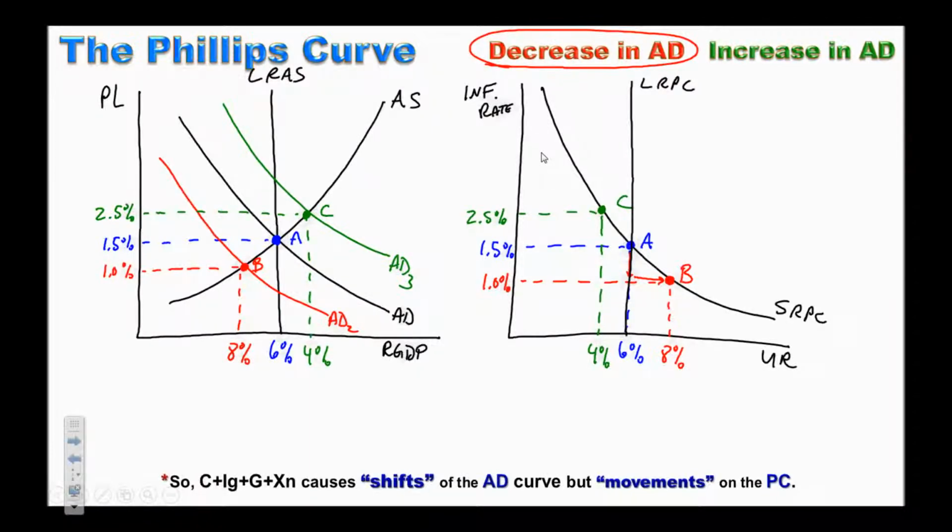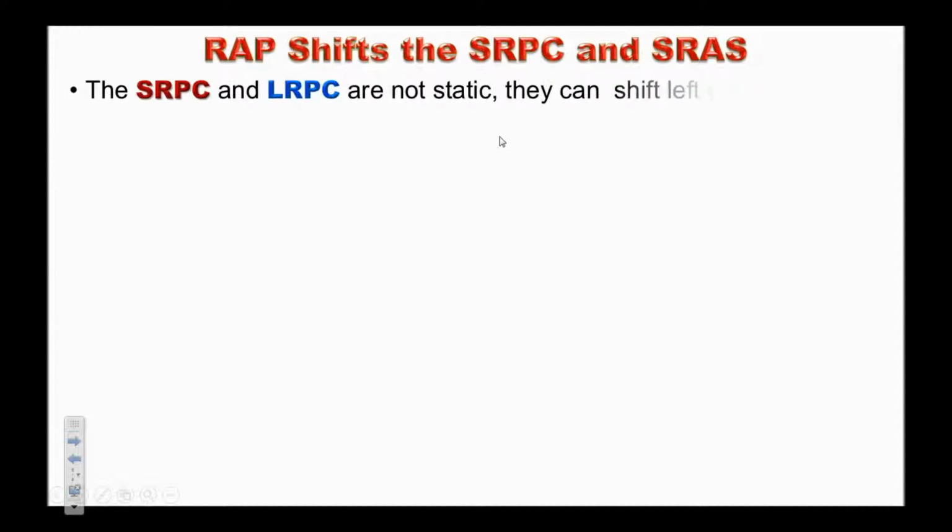All right. Next. So if you remember, RAP, the acronym RAP, will shift the short-run Phillips curve. Actually, you don't remember that, but it will shift the short-run aggregate supply curve, which means the mirror is also going to shift. Okay? So the short-run Phillips curve and the long-run Phillips curve are not static. These things can move left and right.